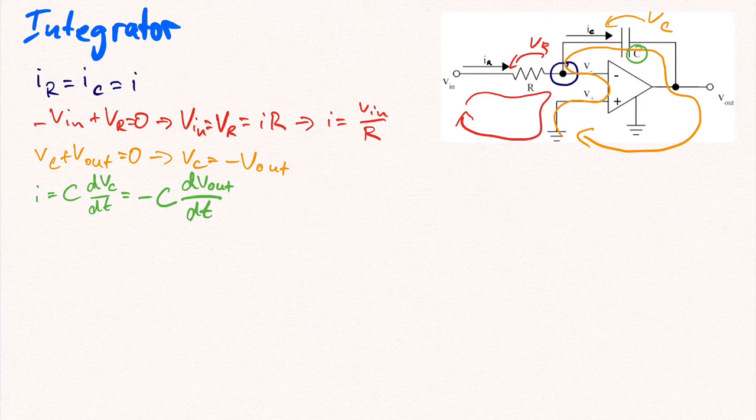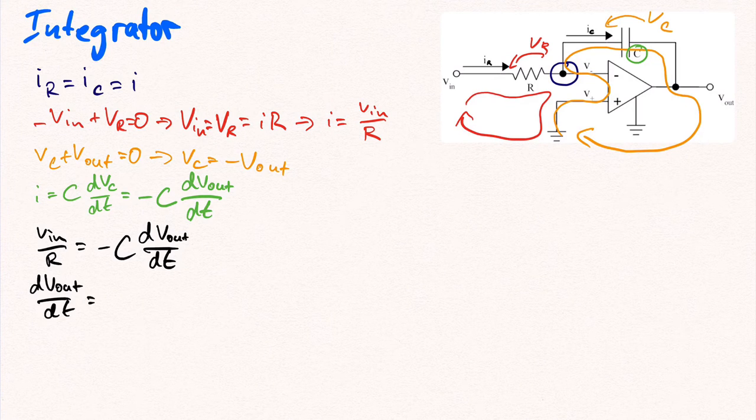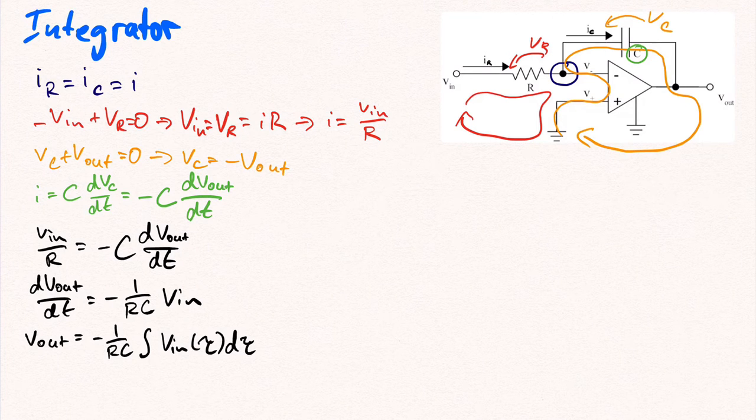Substituting I in this equation yields Vin divided by R is equal to minus C times the first derivative of Vout. Hence, the first derivative of Vout is equal to minus 1 divided by RC times Vin. Integrating both sides of the equation yields the final expression for Vout. Vout is equal to minus 1 over RC times the integral of Vin between 0 and t.